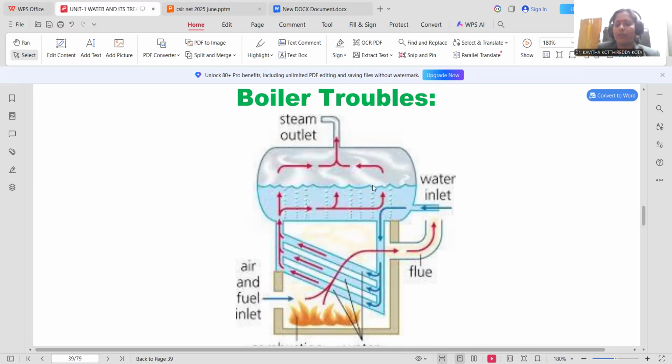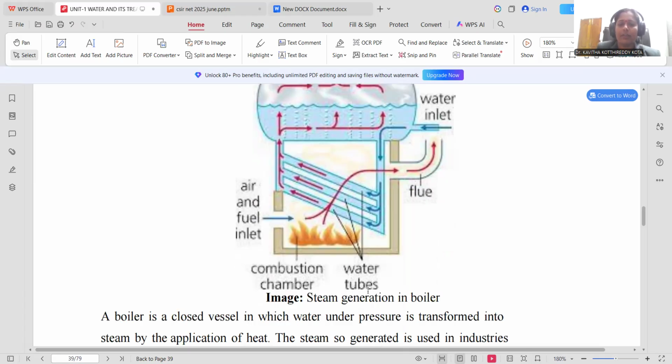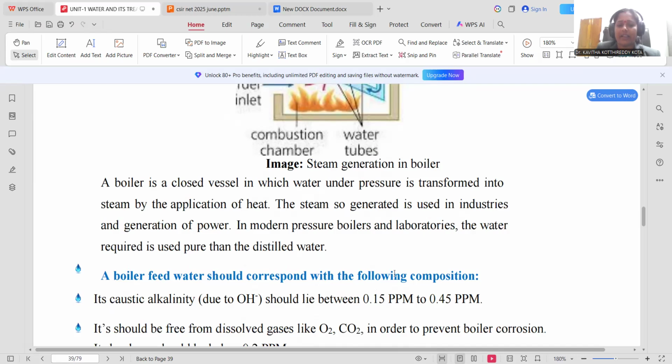Whenever you are boiling water in a boiler continuously in order to generate the steam, which is the engineering material and has most pivotal applications for industrial purposes, during the process, can you observe any kind of troubles in this boiler? That is the topic taken for the day, right? So let me discuss boiler troubles.